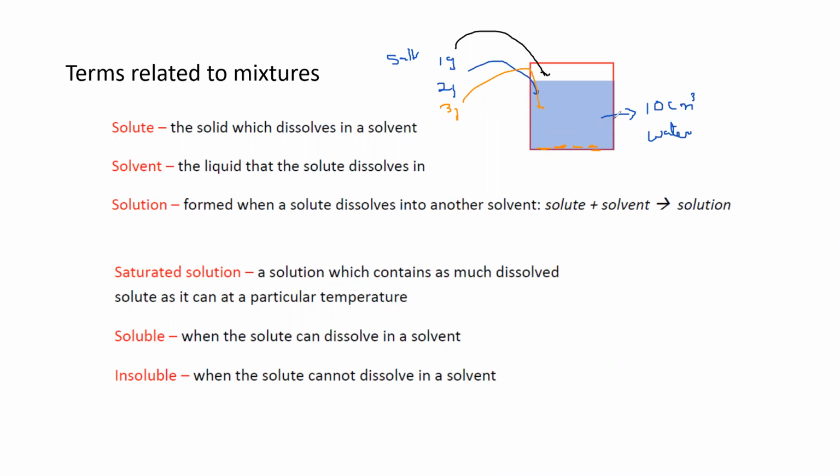So when the solvent cannot dissolve any more solute at a particular temperature, we call that a saturated solution. A saturated solution dissolves the maximum amount of solute at a particular temperature. It cannot dissolve more than that amount. Is it clear? The concept of a saturated solution? It is already having a lot of solute in it, and it cannot dissolve any more. So we call that solution a saturated solution.